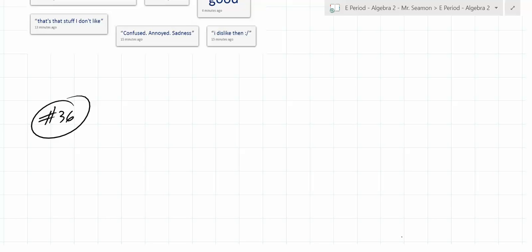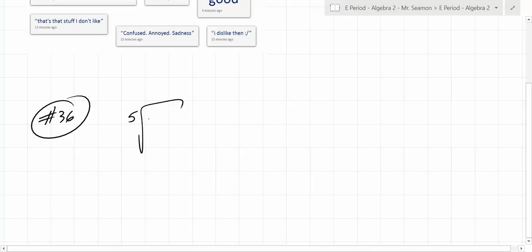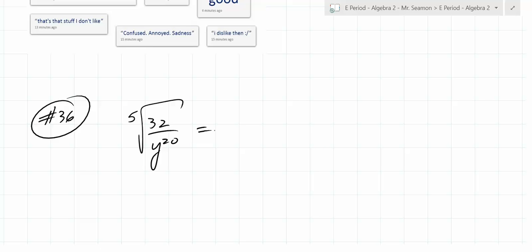There it is. What root is that? That's the fifth root of what? Y to the 20th. Okay. So what does fifth root mean? You're searching for a number that multiplies by itself how many times? So it's the fifth root of 32.